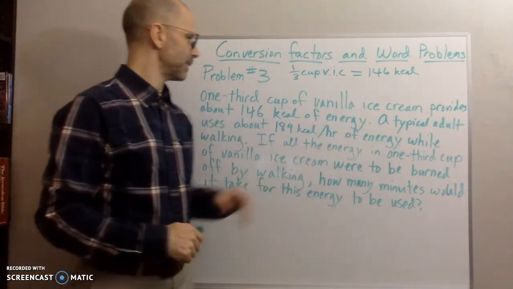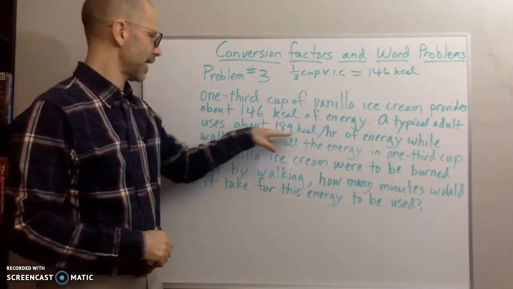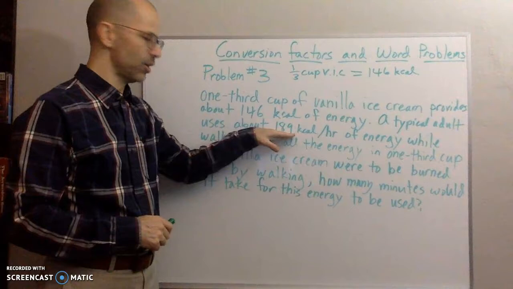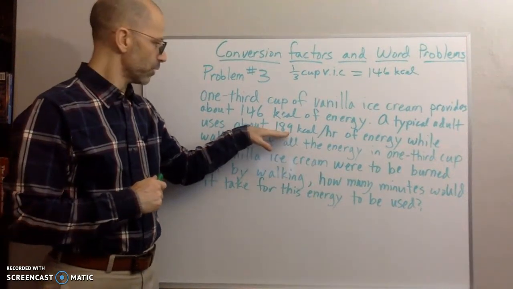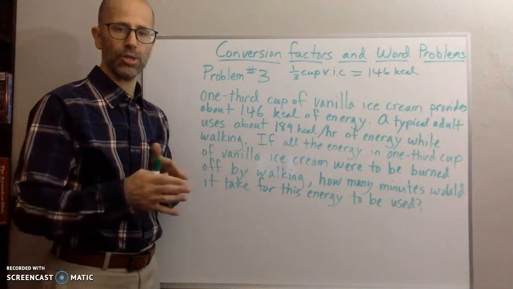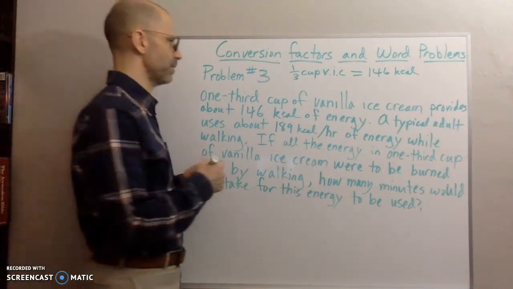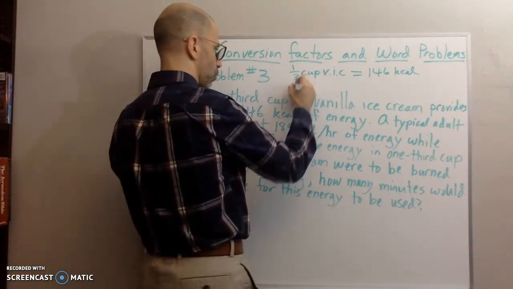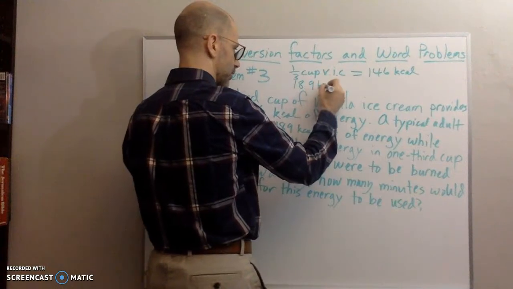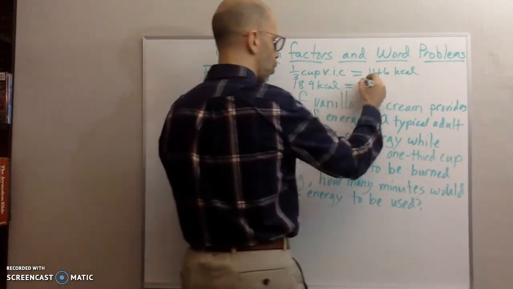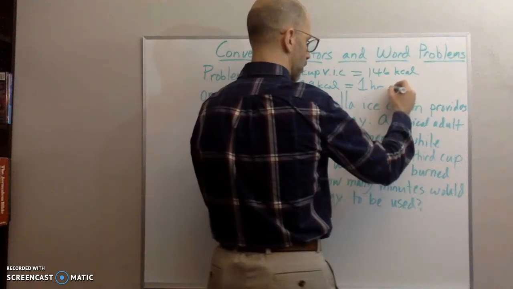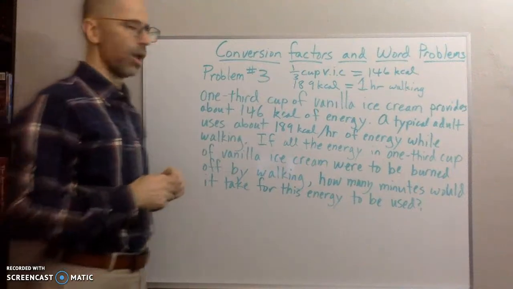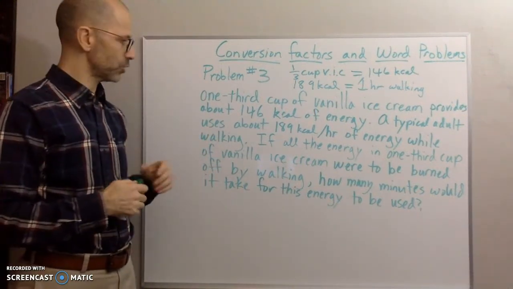Let's continue. A typical adult uses about 189 kilocalories per hour of energy while walking. Okay, so this should send you a signal. We have kilocalories per hour, something per something. That's going to be used as a conversion factor. So the conversion factor is, for every 189 kilocalories of energy, that is equal to 1 hour of walking. Okay, so we have two equalities. That's going to be two conversion factors we can use.